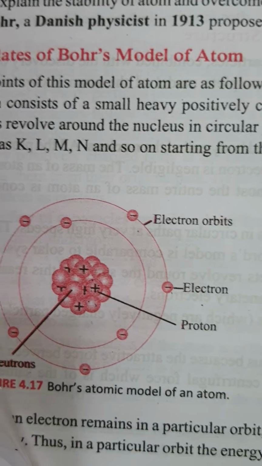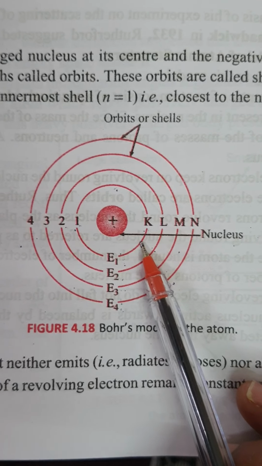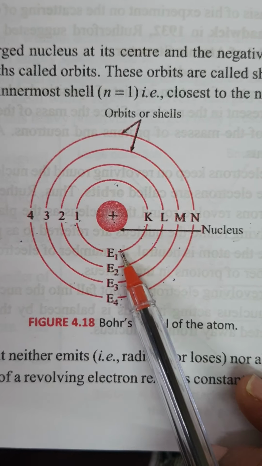And what is the third point? The third point is that he gave names to these orbits, that is n equals 1. What is n here? n is the orbit number. n equals 1, 2, 3, 4 and so on. Similarly, he named them with alphabets K, L, M, N and so on. And he named these orbits as energy shells. That's the reason he gave the names E1, E2, E3, E4. By using any one of the names, we can name the orbit.